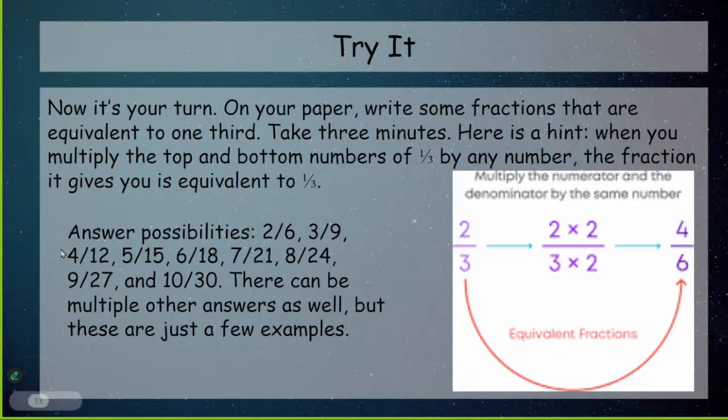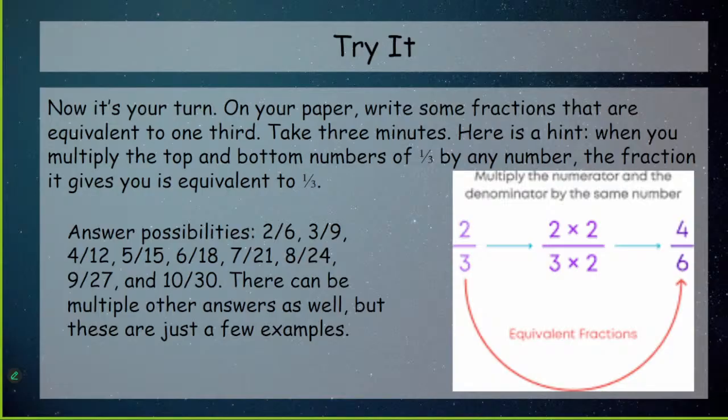Now for 4/12. We multiply the top and bottom of 1/3 by 4. 1 times 4 is 4, and 3 times 4 is 12. Now 5/15. We multiply the top and bottom by 5. 1 times 5 equals 5, and 3 times 5 equals 15. That makes 5 over 15, which is equal to 1/3.